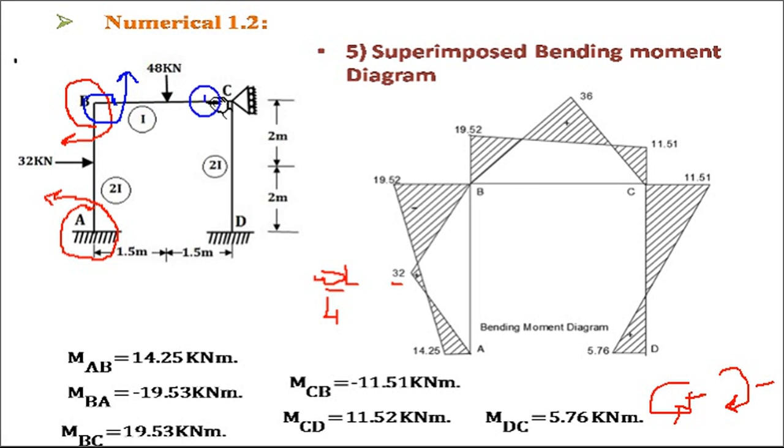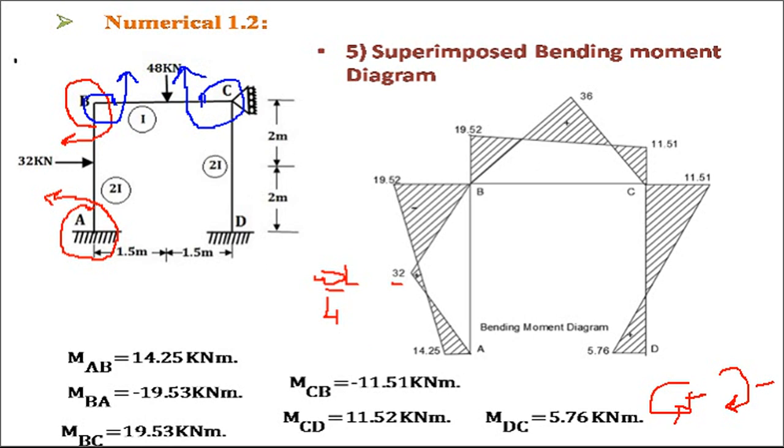Now the moment in member CB is minus. Minus means it is acting in clockwise direction. Now here you have to keep the pen nearer to joint C on the member CB, and now I'll rotate the joint C in clockwise direction because the moment in member CB is negative. So I will rotate the joint C in clockwise direction. That means this moment in member CB, that is 11.51, is acting above the joint C.